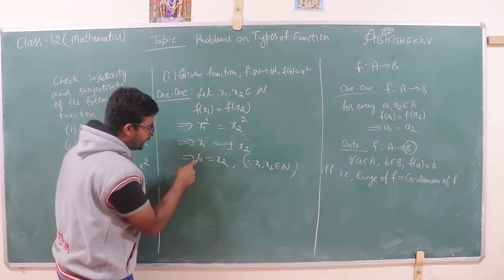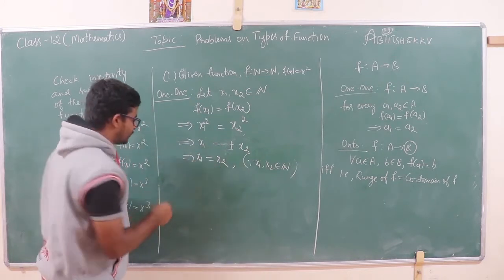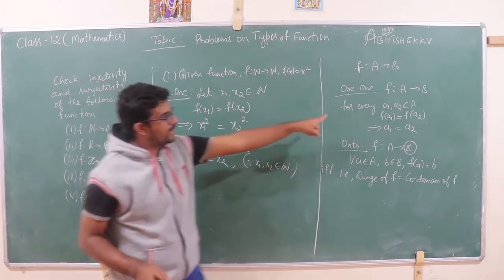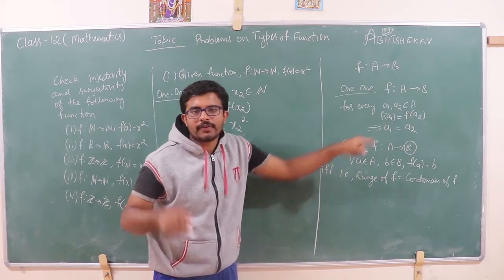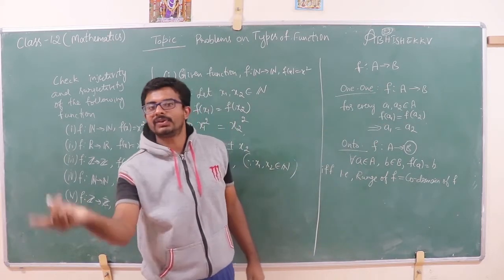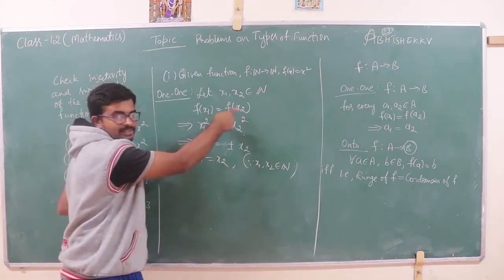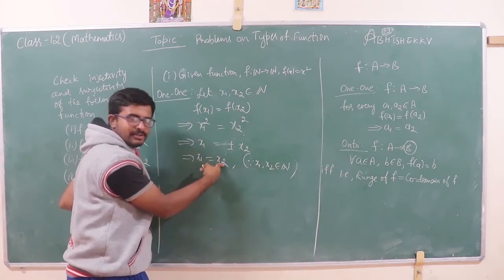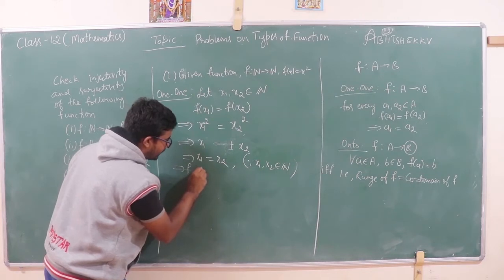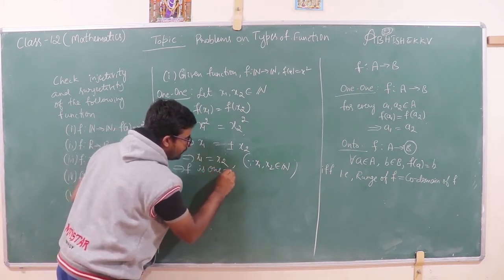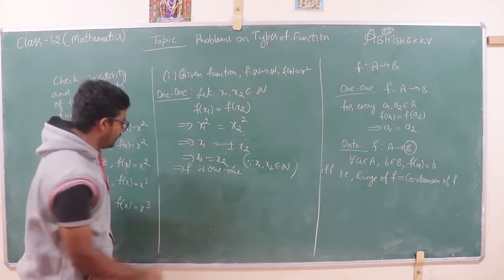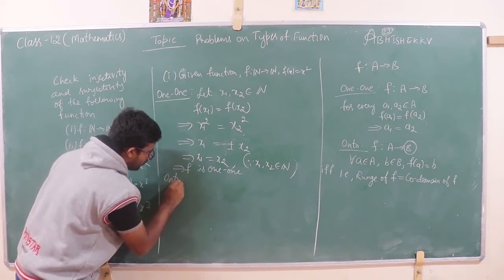Okay, therefore x1 is equal to x2. This implies, according to the definition, f of a1 is equal to f of a2 implies that a1 is equal to a2. Then we say the given function is 1-1. Here f of x1 is equal to f of x2 implies that x1 is equal to x2. This implies what? F is 1-1. Then for onto, what about onto?